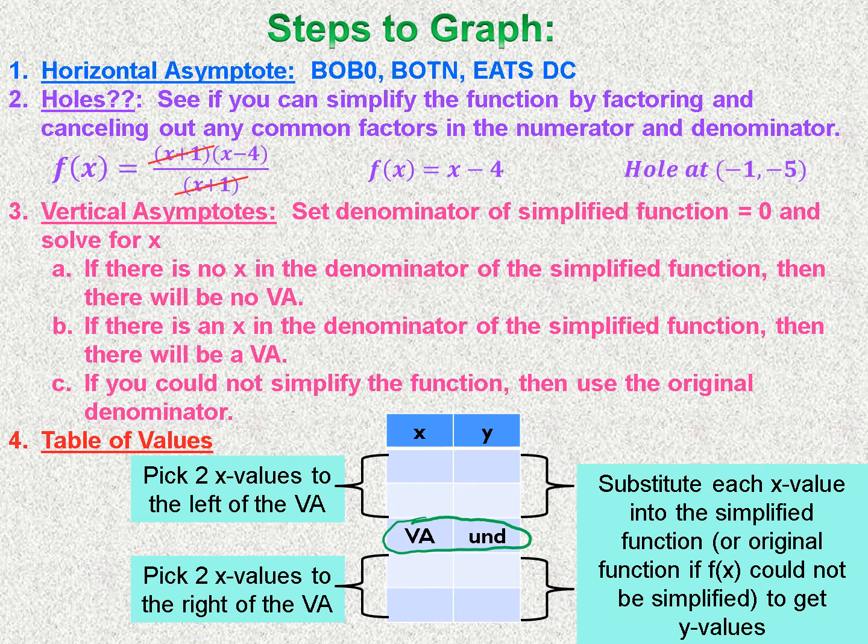I always pick the 2 to the immediate left and the 2 to the immediate right, because that way my numbers stay a little bit smaller and it's easier to calculate. Then, after you get your 4 values, you're going to take each x value and plug it into the simplified function, or the original if it couldn't be simplified. Just remember that the vertical asymptote, undefined, is right there in the middle. So again, if you follow these steps, it's going to make your graphing so much easier.